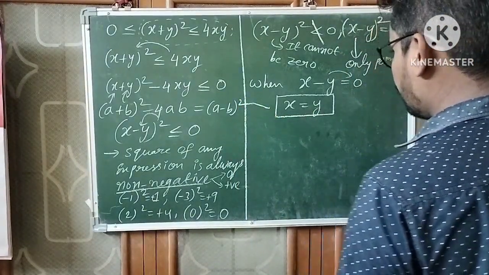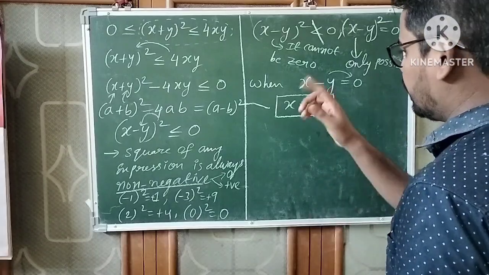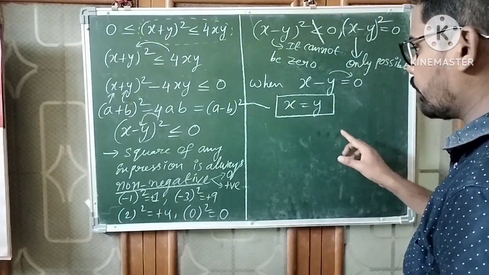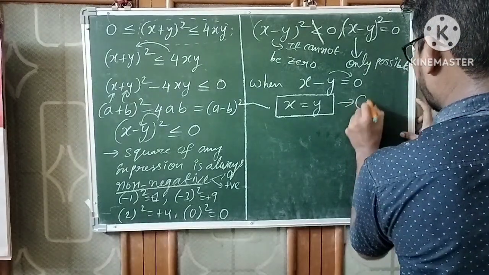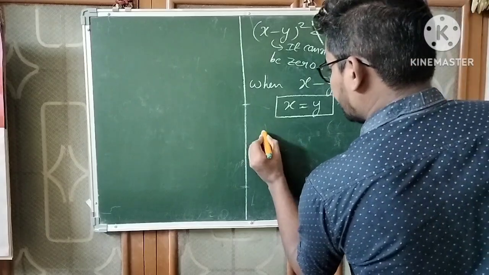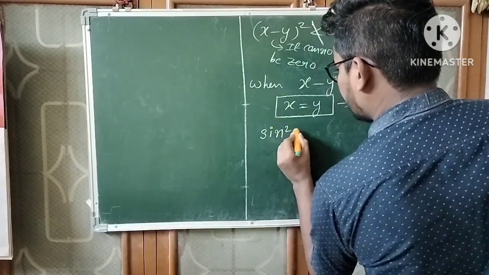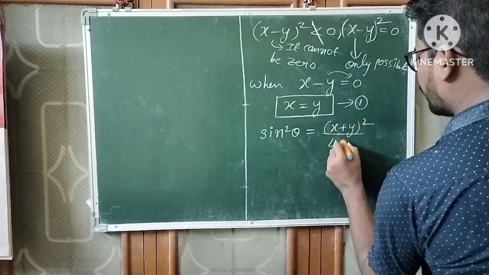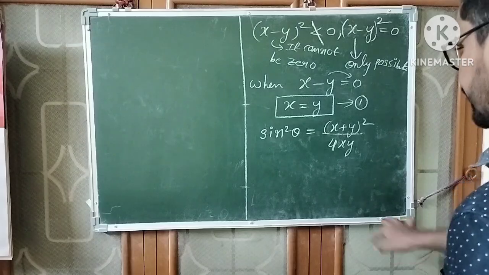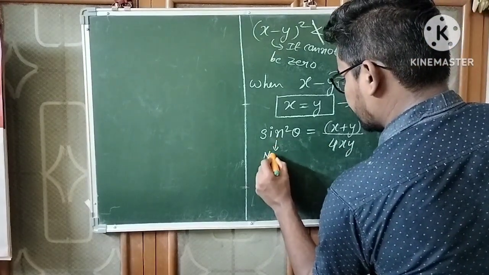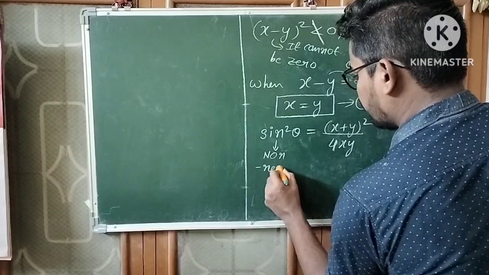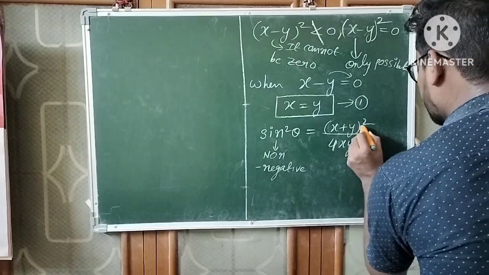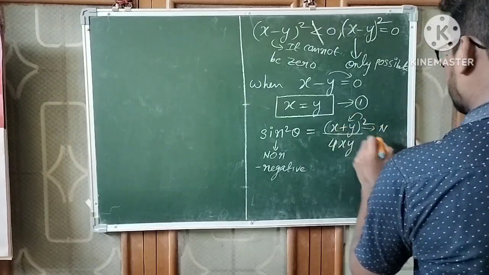x must be equal to y, then only that trigonometric equation, sin square theta is equal to x plus y whole square by 4xy, is true. So this is condition number 1. Now to find remaining conditions, let us consider the given trigonometric equation. Sin square theta is equal to x plus y whole square by 4xy. We know that sin square theta is always non-negative. Here x plus y whole square is also non-negative because this is also a square term.